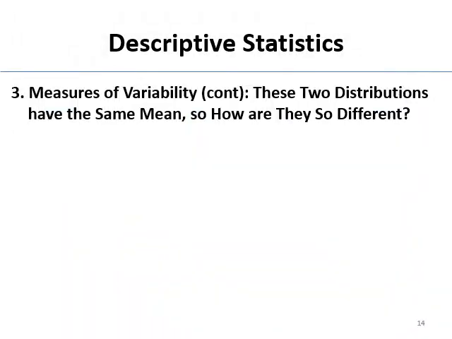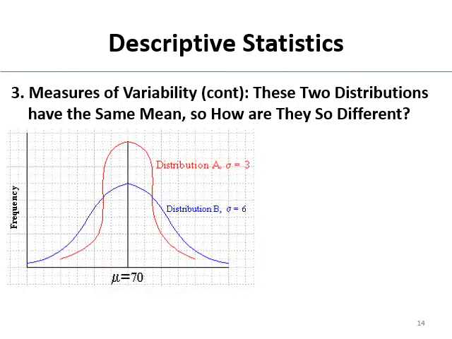All right, so here's two distributions. They have the same mean, so how are these two distributions different? Well, the red distribution is pretty tightly clustered around that mean of 70, whereas the blue distribution still has a mean of 70, but the scores are way more spread out in that distribution.